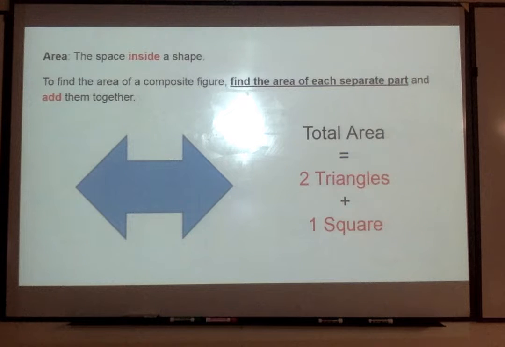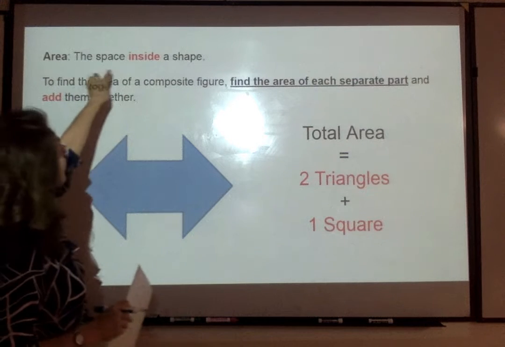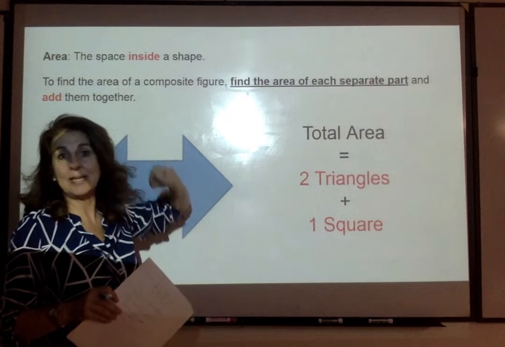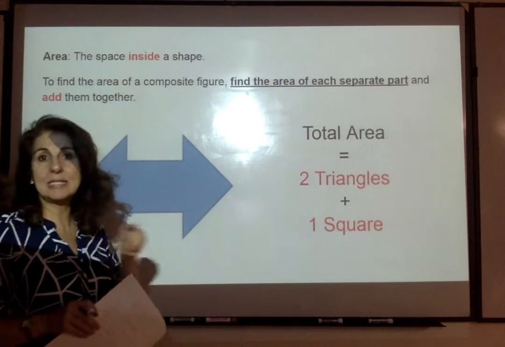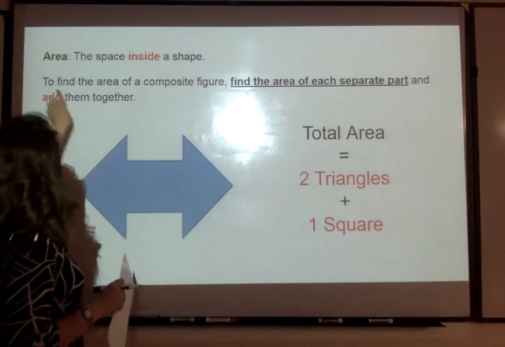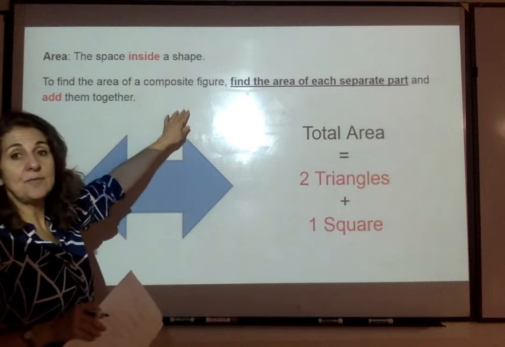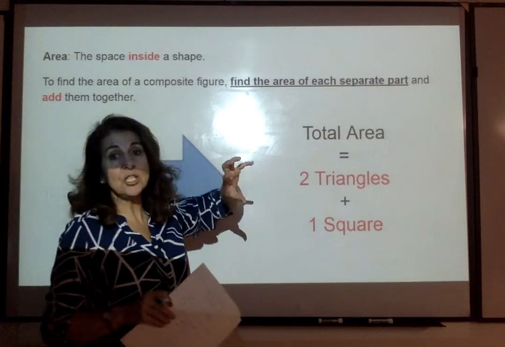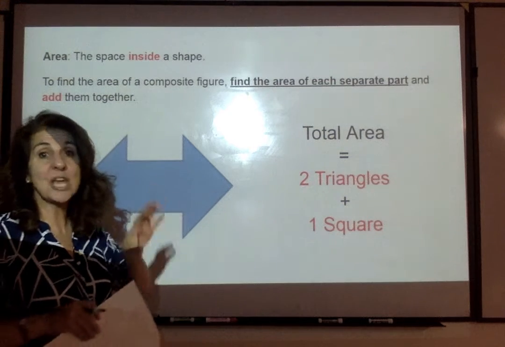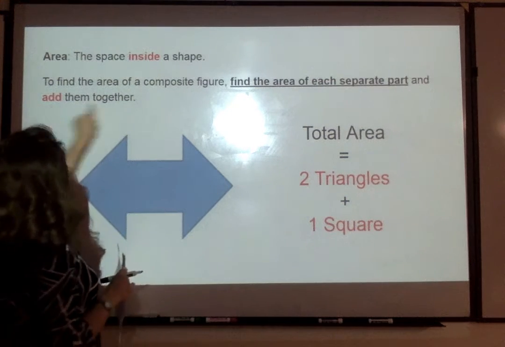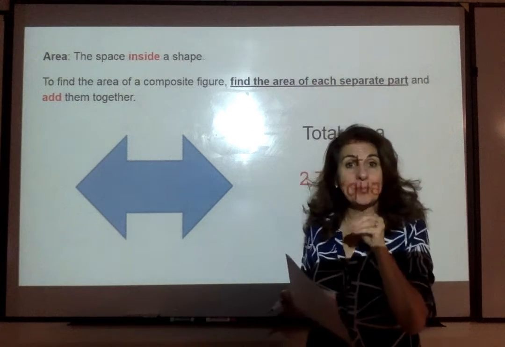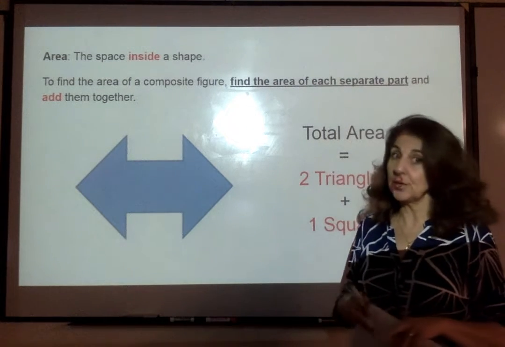Let's see how we do this. The space inside a shape is the area. That's why I said we cannot count the same space twice when we are calculating composite figures. So to find the area of a composite figure, find the area of each separate figure or each separate part or shape, and then you add them together. Sometimes we're going to have to take away little pieces of the shape that we were working with.